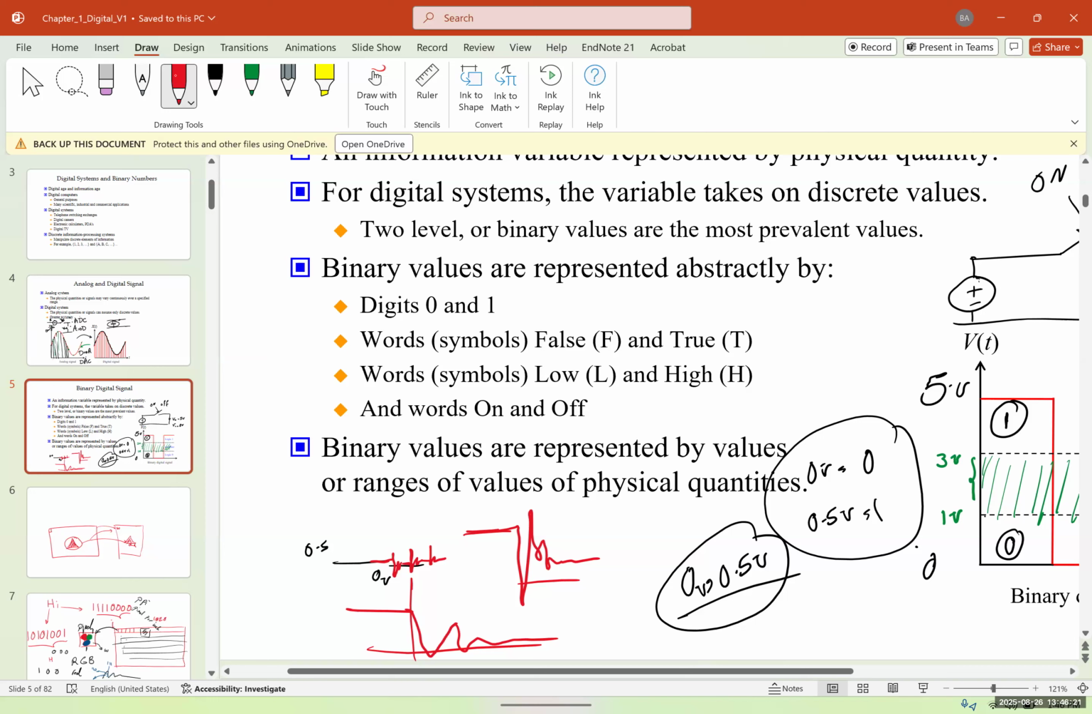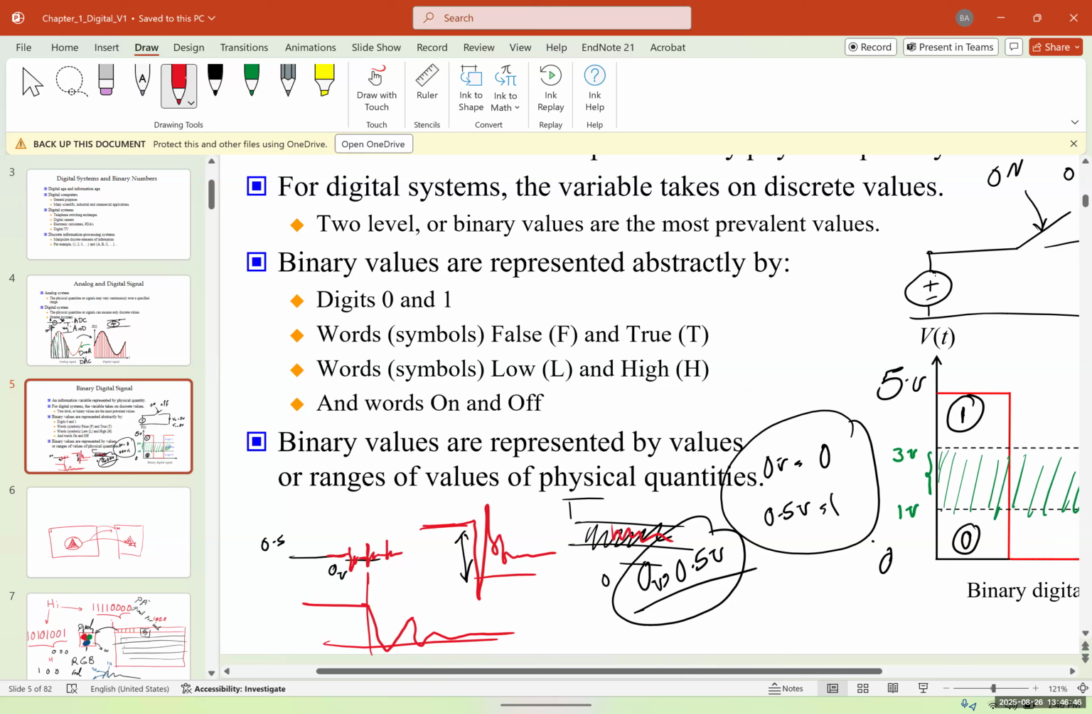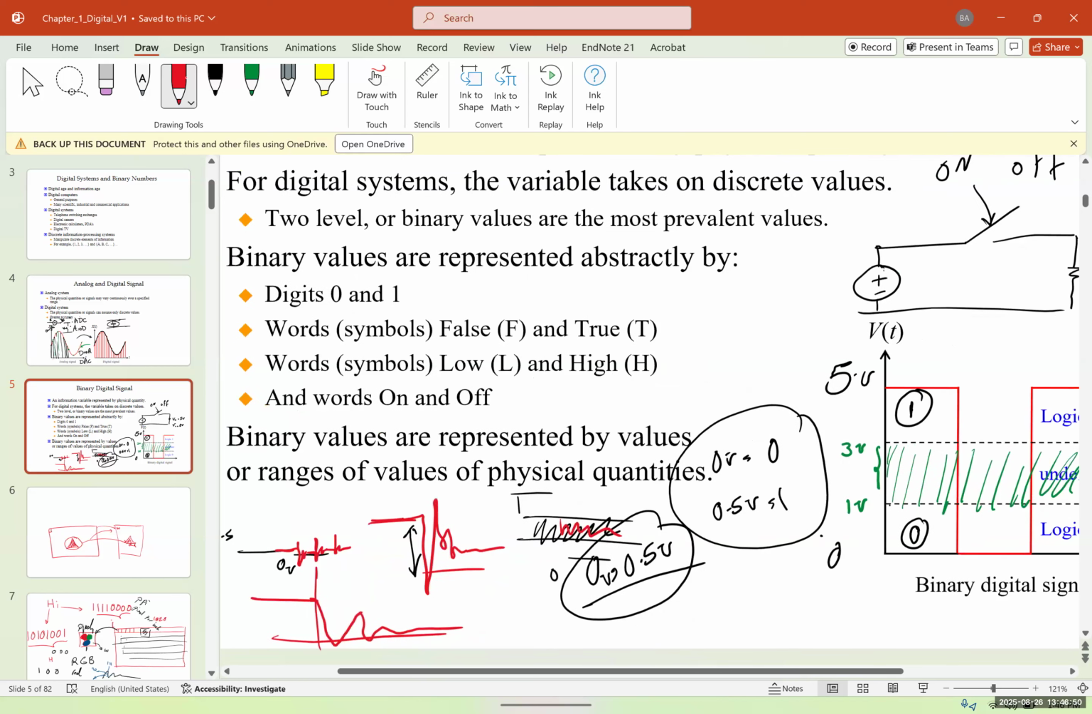We can make the gap wider. So instead of 0 and 0.5, we can have 0 and 1 volts, and then put an undefined region in the middle. So if the signal is in the middle, we say it's neither 1 nor 0. It's an error. It's nothing. It's not 0. It's not 1. So that's the reason we like to increase the voltage.